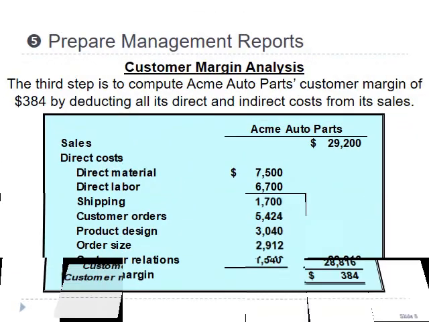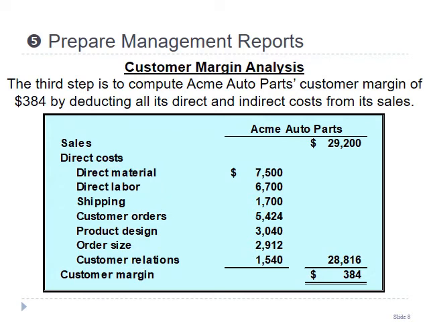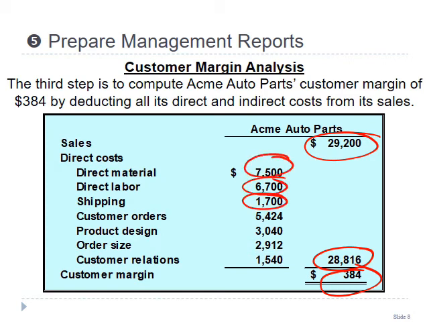So in that case, we found out how much this customer is giving us: only $384 profit, right? Why is this 28,816? Because it also includes direct costs as well. These 3 direct costs are included, and these costs are overhead costs, which we calculated through our ABC, right?